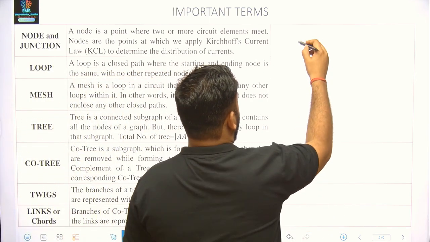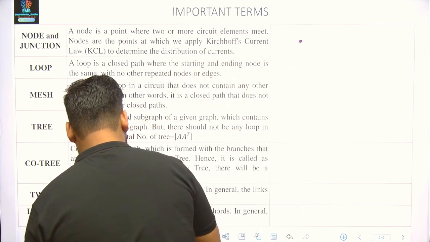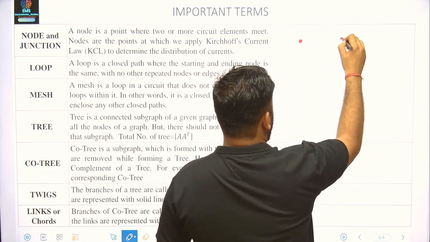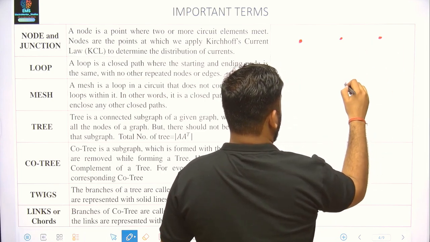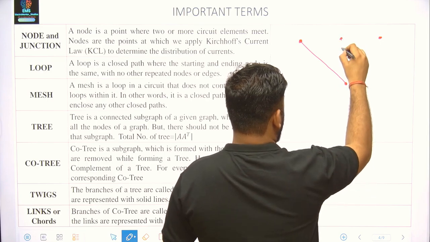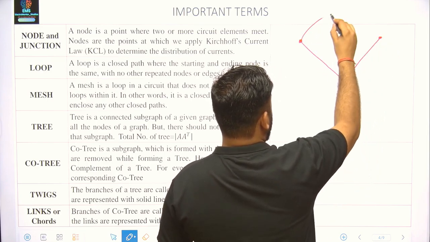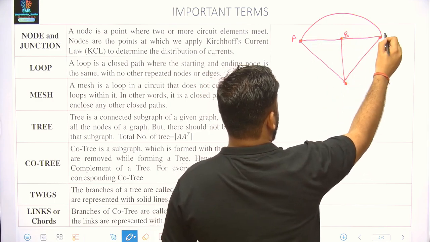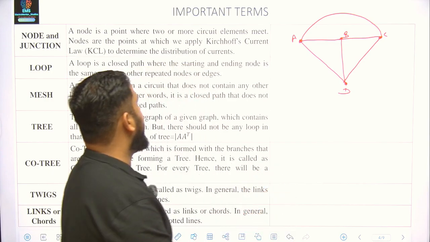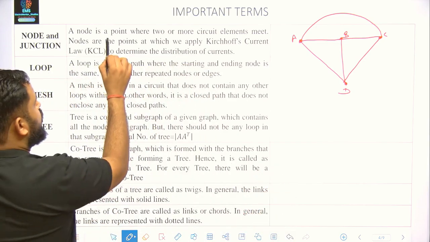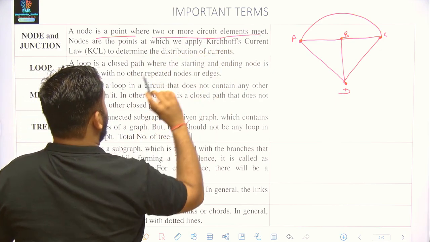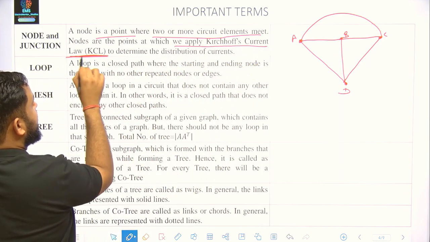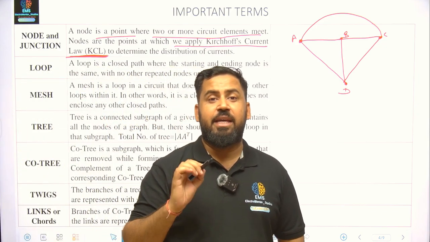Okay, so I'll just make a graph over here for your reference. That would make things easy. So I'll represent the nodes over here. Let's just make the graph which we got in the last example itself. So we have A, B, C, D. Okay, now, first of all, what is a node? Node is a point where two or more circuit elements meet, and node is a point where we apply KCL. Always remember this thing. Node is a point where we apply KCL.